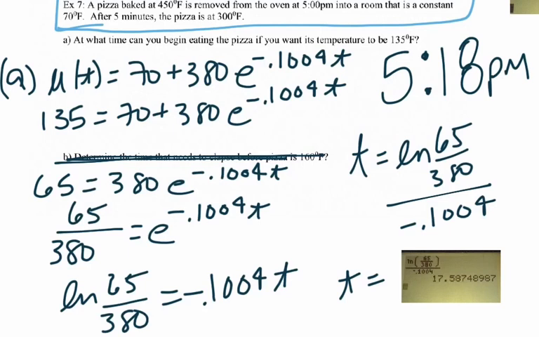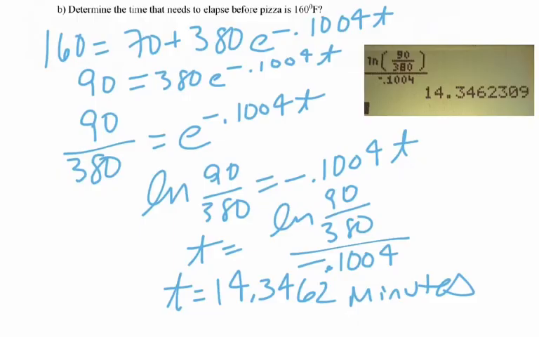And I'm going to show you how to do the last part. Because remember, the question asked for what time can you eat? And this is part B. It says determine the time that needs to elapse before the pizza is 160 degrees. So I set 160 equal to the equation to solve for t.